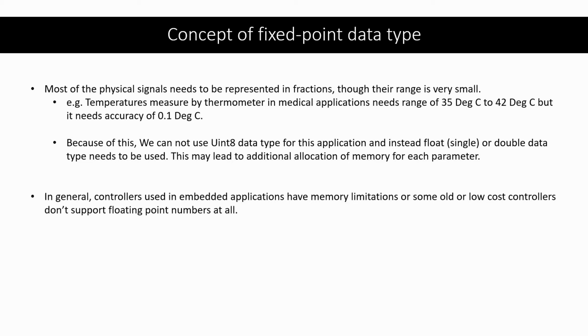Temperatures measured by a thermometer in medical applications need a range of 35 degrees Celsius to 42 degrees Celsius, but they need an accuracy of 0.1 degrees Celsius. Because of this, we cannot use unsigned integer data types for this application, which support a range of 0 to 256. Instead, we need to use float, or single in terms of MATLAB, or double data type. This may lead to additional allocation of memory for each parameter.